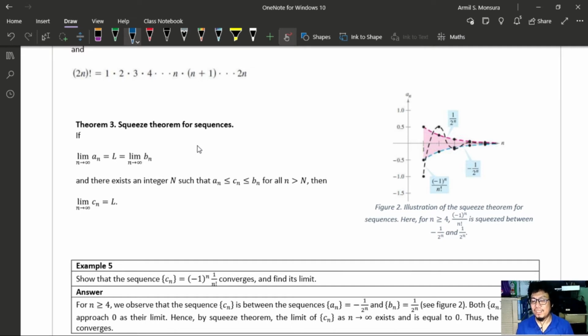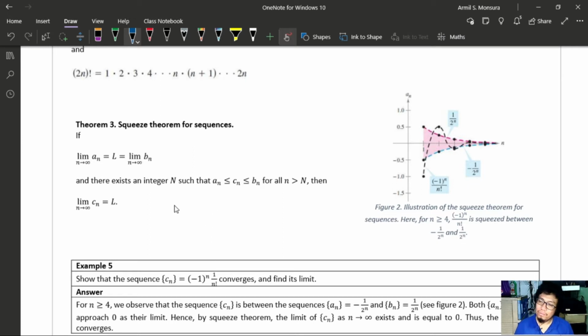squeeze theorem simply states that if you can find two sequences whose limit is the same, and if a third sequence is in between those two sequences, then the limit of the sequence that is in between is still equal to the limit of the first two sequences.